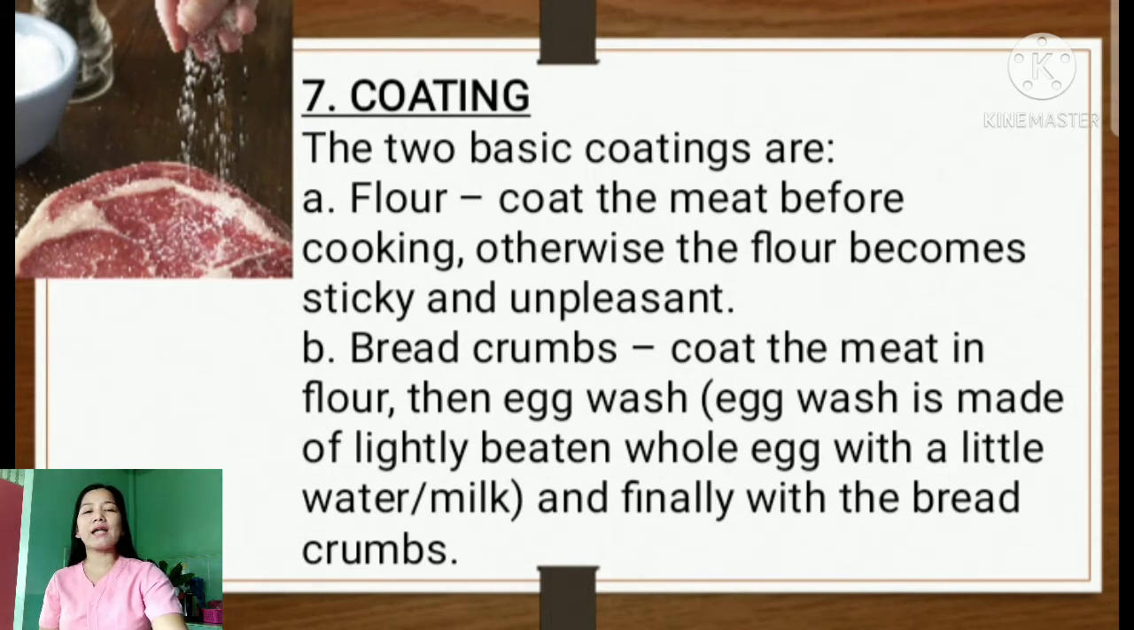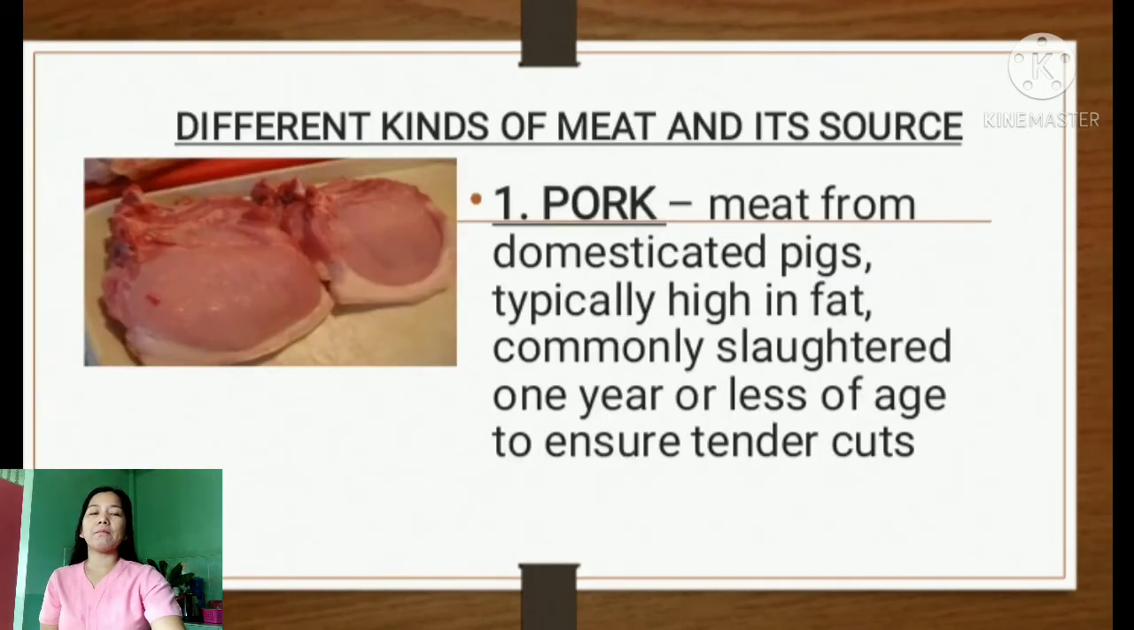Okay, let us discuss now the different kinds of meat and its source. So, very common tayo dun sa tinatawag nating pork. Karneng baboy. Pork meat is from domesticated pigs, typically high in fat, commonly slaughtered 1 year or less of age to ensure tender cuts.